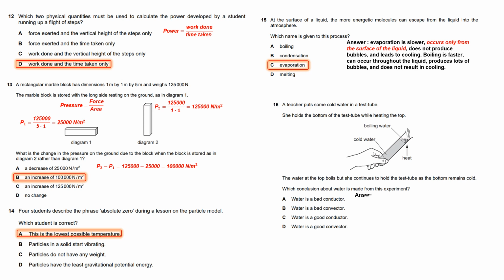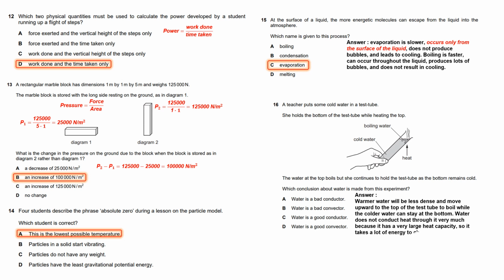Question 16. Warmer water will be less dense and move upward to the top of the test tube to boil, while the colder water can stay at the bottom. Water does not conduct heat through it very much because it has a very large heat capacity, so it takes a lot of energy to change the temperature.